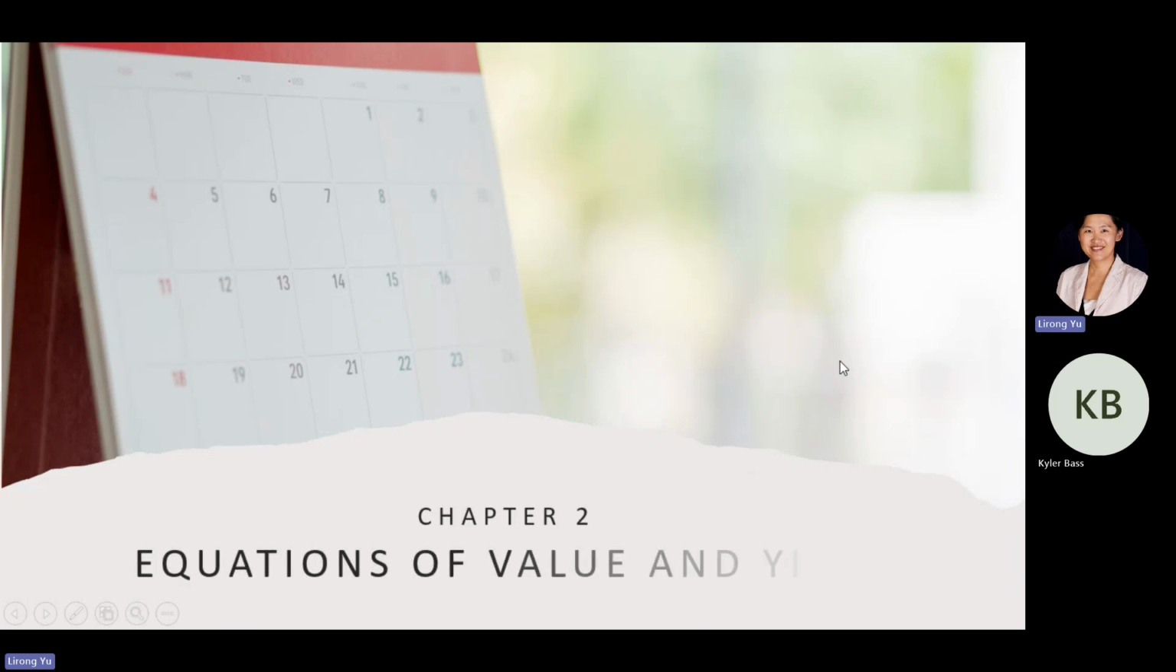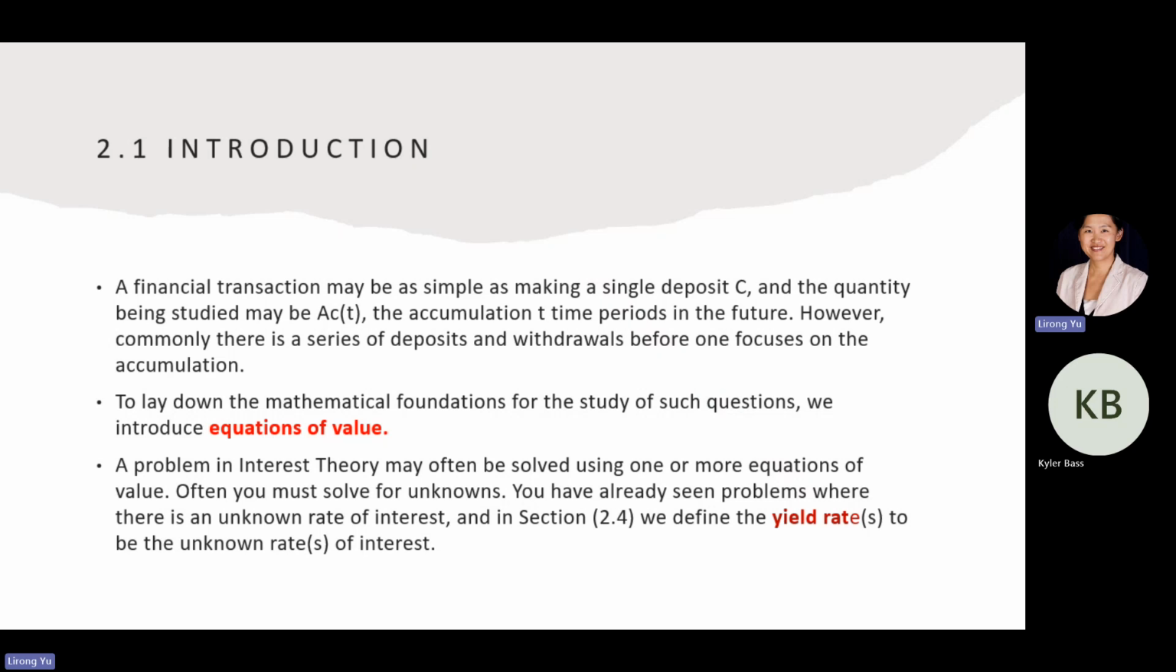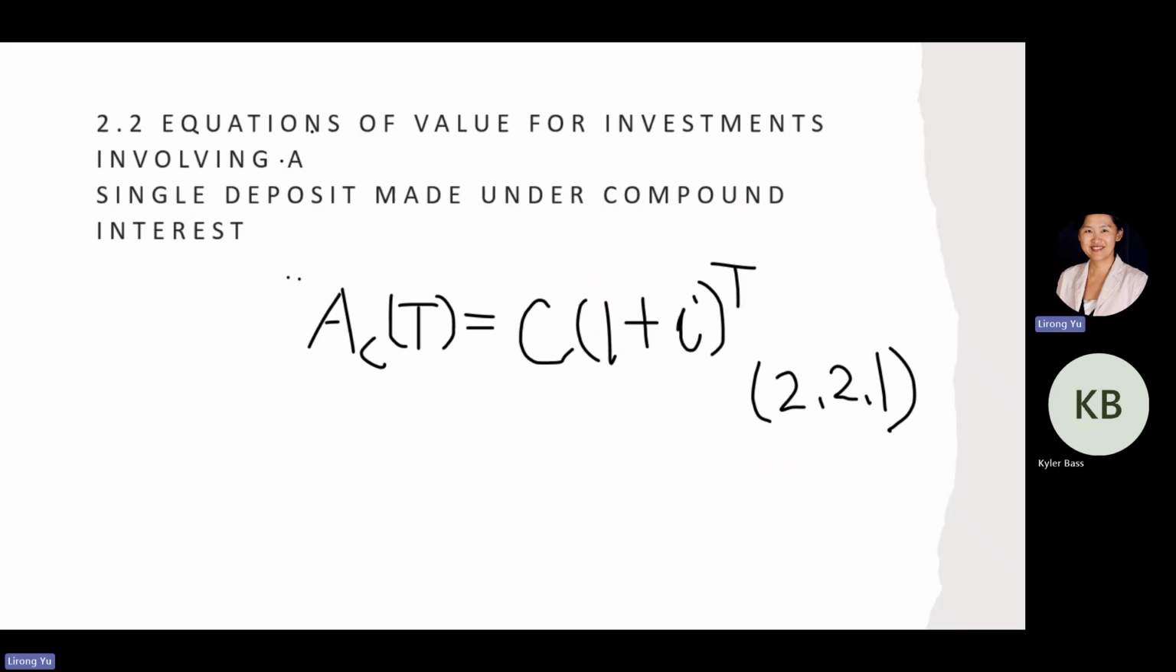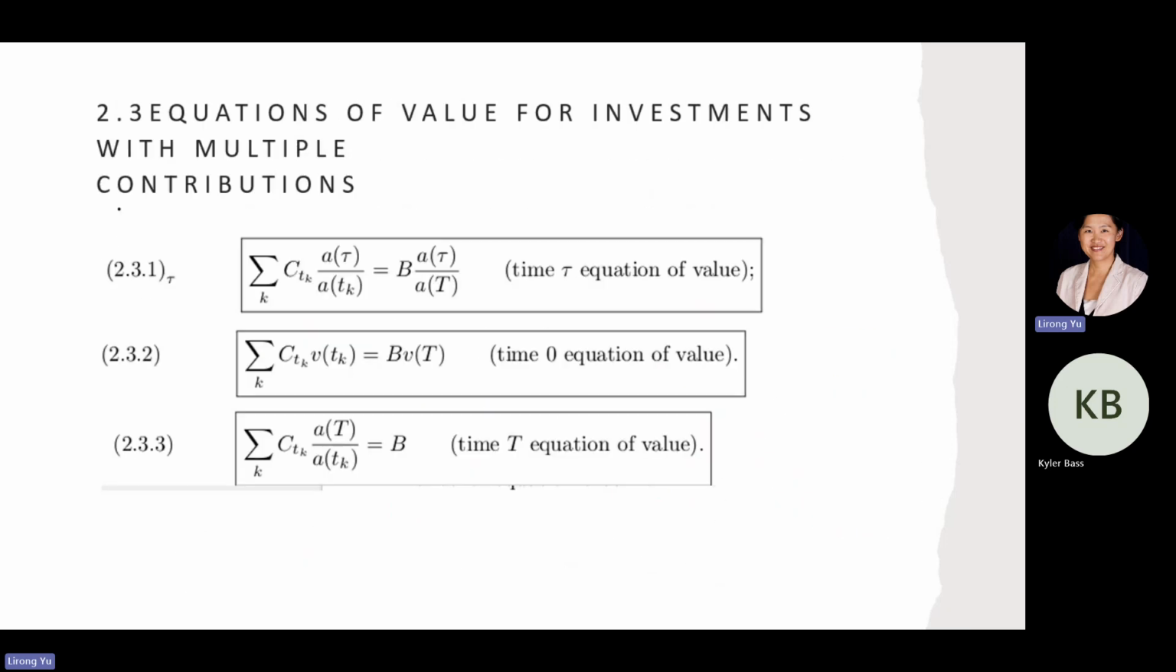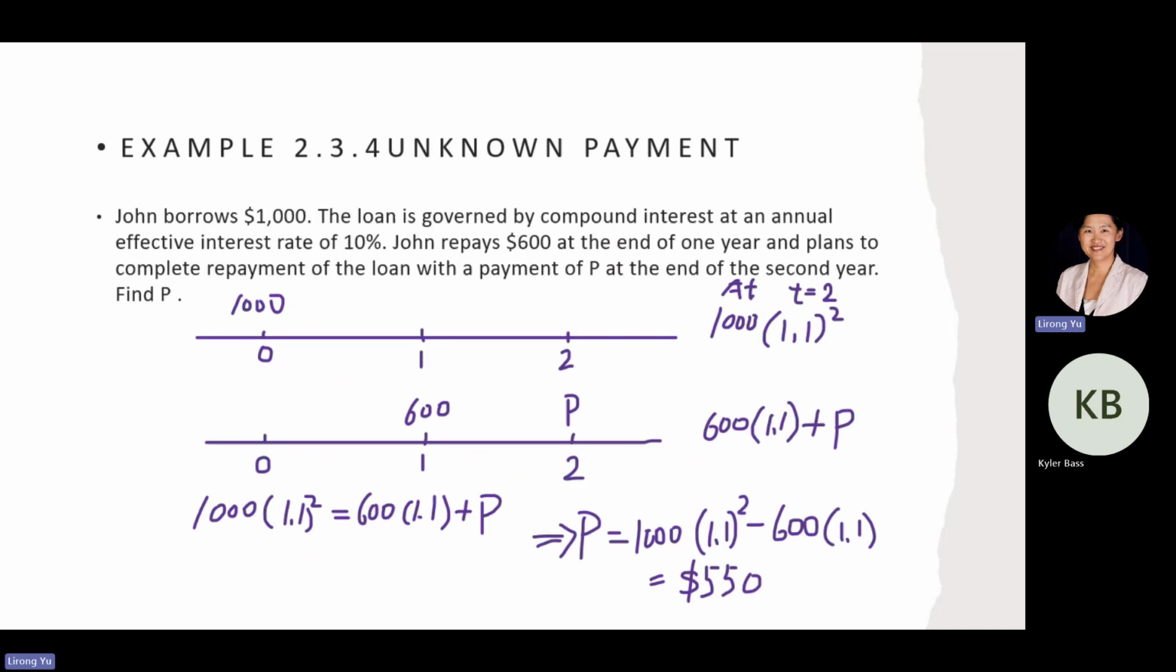All right, so chapter 2 focused on equation of value. 2.1 introduced all the sections in chapter 2. It has 7 sections. 2.1 is the introduction. 2.2 focused on equation of value that has only one cash flow. We did a couple of exercises, calculating time and calculating interest. 2.3 is equation of value with multiple contributions, which we call C. Those are also the cash flows.